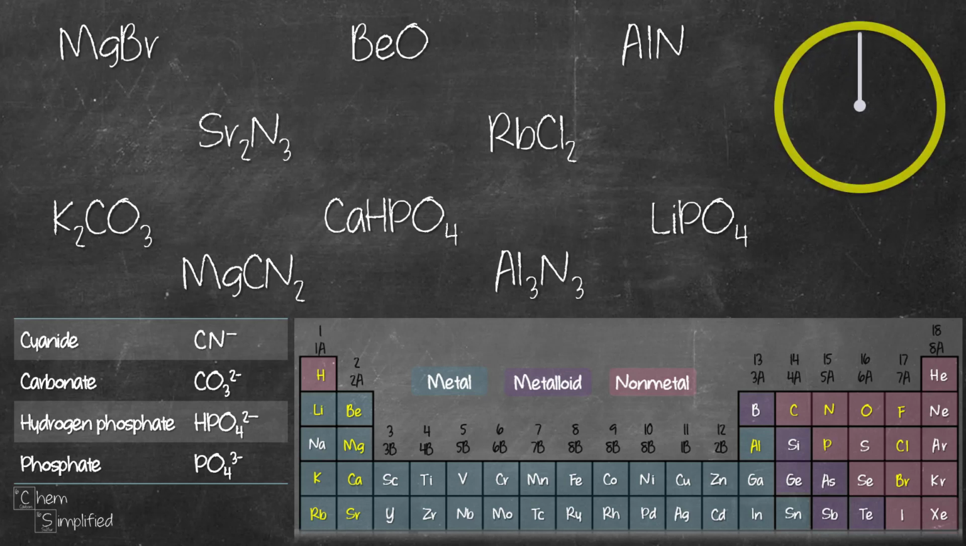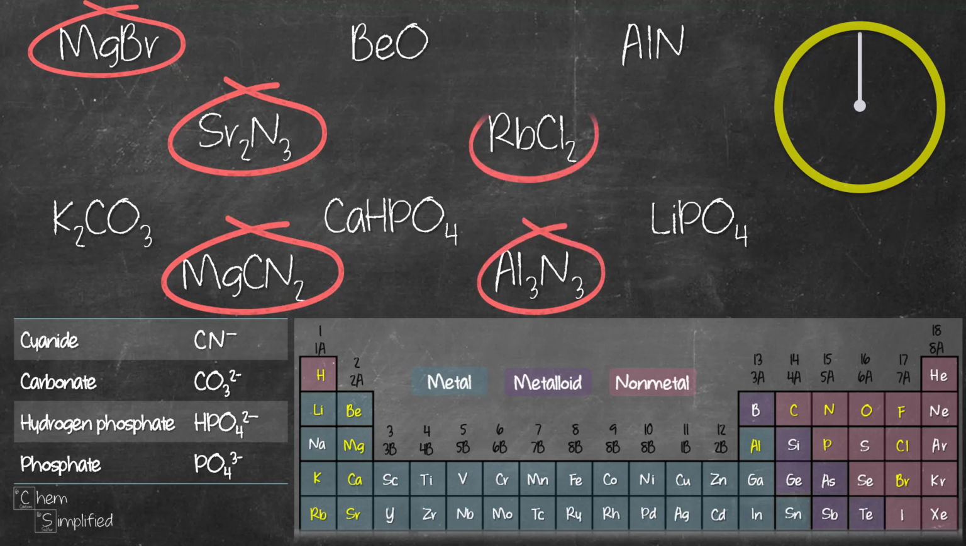Alright, time's up. So how many did you get? Here are the 6 ionic formulas that are written incorrectly. How does your list compare to this? Well, if you missed some of them, we're going to look at each of them and figure out what's the correct formula.